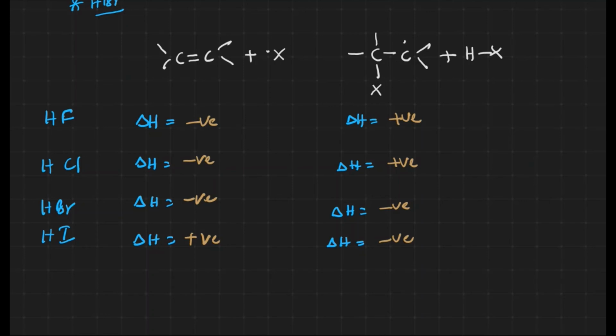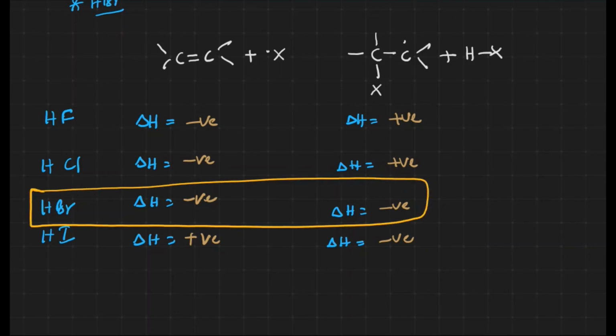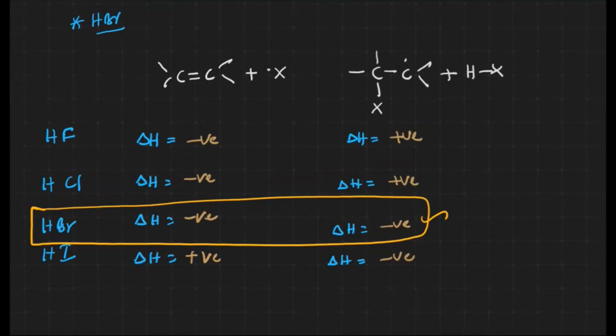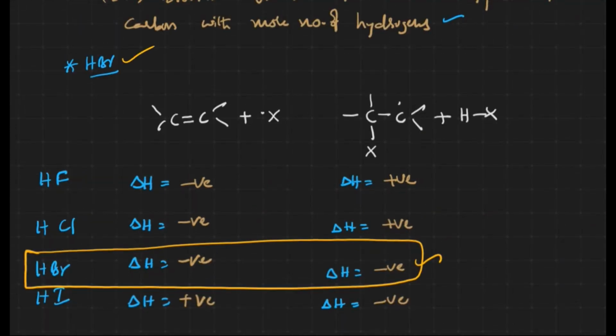Now if you compare all this thermodynamic data, one thing we have to remember is that with HBr, delta H is negative in both steps, meaning exothermic, meaning becoming more stable. That's the reason why we will mostly be seeing HBr in the free radical addition reactions.